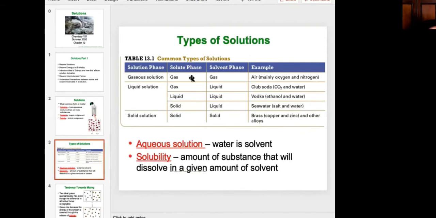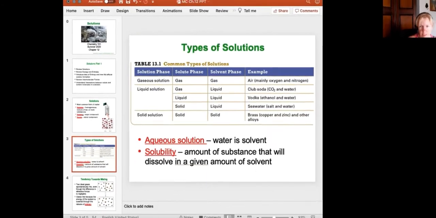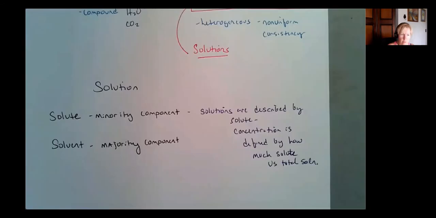You can have a gas solution, which is just a mixture of gases. You can have a liquid solution, where two liquids have mixed together, or a solid in a liquid, like when I take salt and dissolve it in water. I can have a gas in a liquid, like carbonating a liquid, and also a solid solution, like your alloys, where two or more metals are mixed together. If we look at solubility of a mixture, it's important.